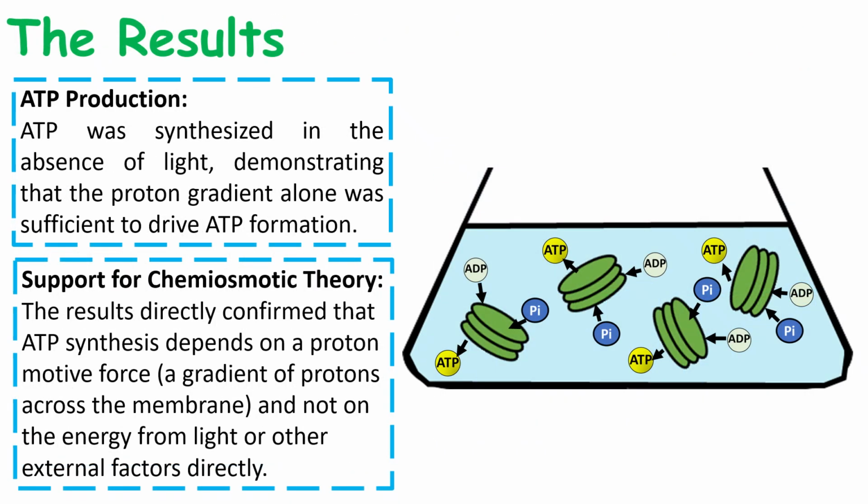The ATP was synthesized in the absence of light, demonstrating that the proton gradient alone was sufficient to drive ATP formation. So it's support for the chemiosmotic theory. The results directly confirm that ATP synthase depends upon a proton motive force, a gradient of protons across the membrane, and not the energy from light or external factors directly.